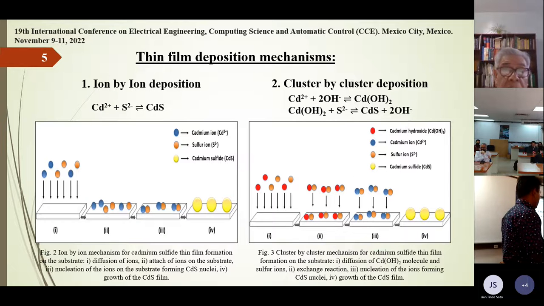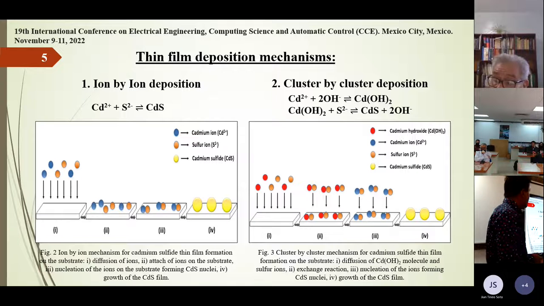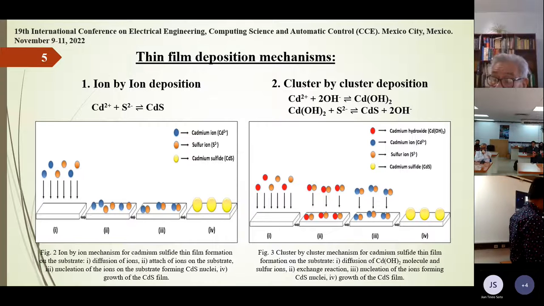Before starting the results and discussions, here is how the film deposition mechanism can occur in the chemical bath deposition method. There are two possibilities. One is ion by ion deposition, which is the sequential formation from ions. Here you can see the figures. First, cadmium ions and sulfur ions attach to the substrate. Then nucleation occurs, CdS forms, and finally the complete CdS layers grow.